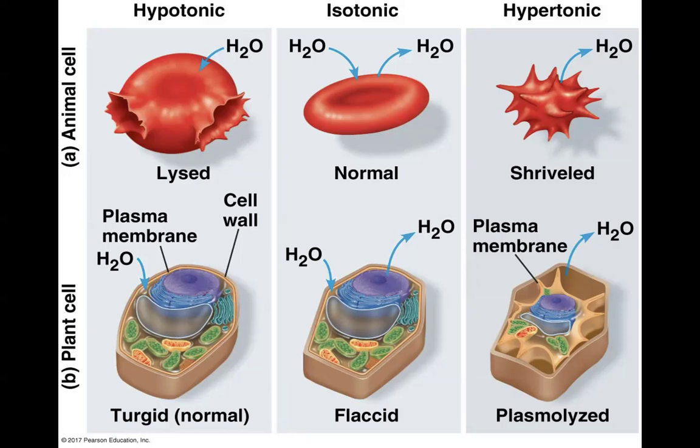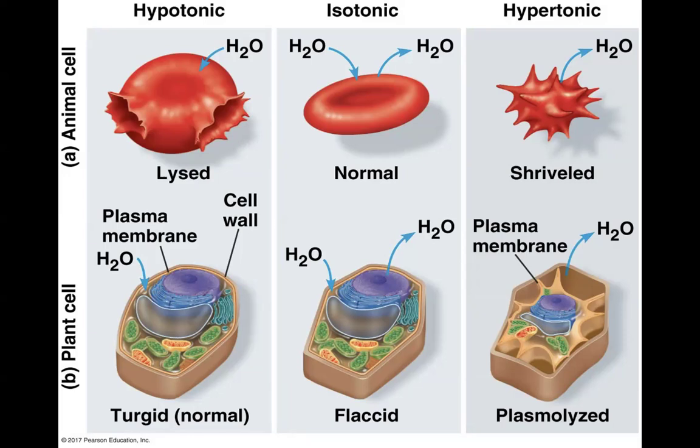However, if I take that cell, and remember we have 60% solute and 40% water in our cell, if I were to place it in a hypotonic solution, that would mean that I would have less solute outside of the cell. So if I have 60% solute in my cell, that would mean maybe I have 40% solute outside of my cell.